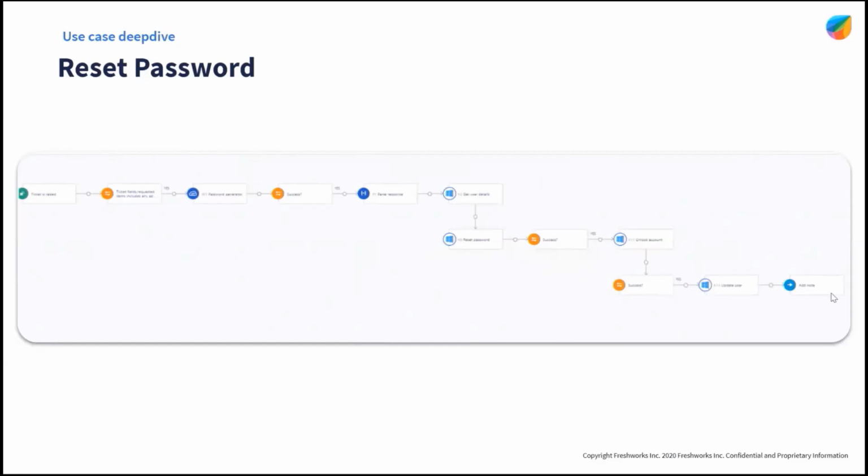So finally, I'm adding a note to the ticket along with the new password. You can go ahead and also send an email to the requester along with the new password. Now let's see how we can configure this workflow.